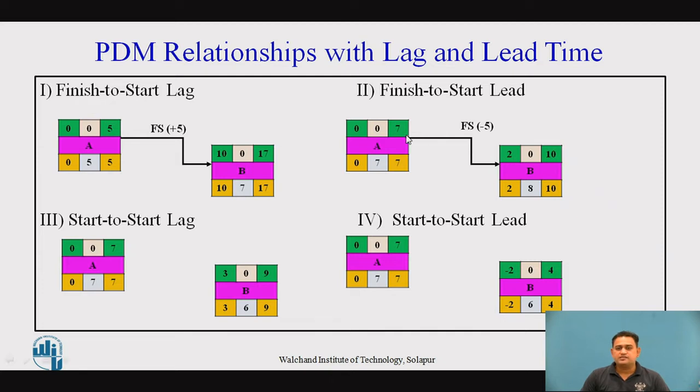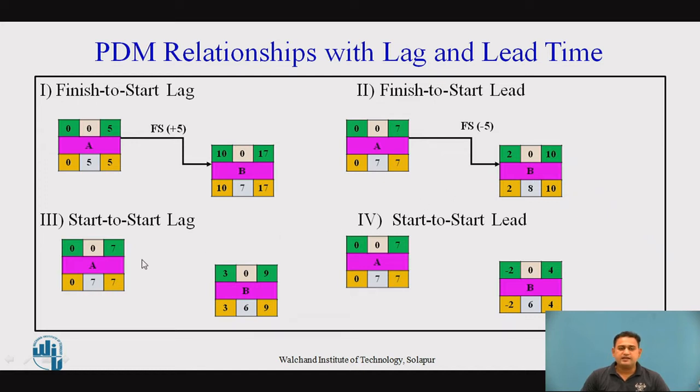So, 2 plus 8, it's a 10. So, this is the EFT of B, which is equal to the LFT of B. So, 10 minus 8, it's a 2. So, again, 2 is carried with the summation of the 5, that is 5 plus 2, it's a 7. That is the LFT of A. So, 7 minus 7, it's a 0. In this way, this is the overall relationship of the lead between the activities A and B with the forward and the backward time calculation.